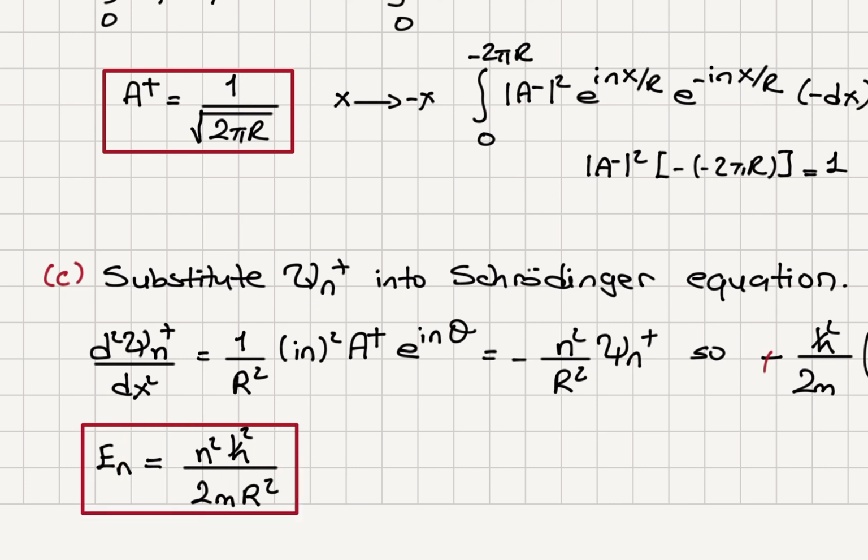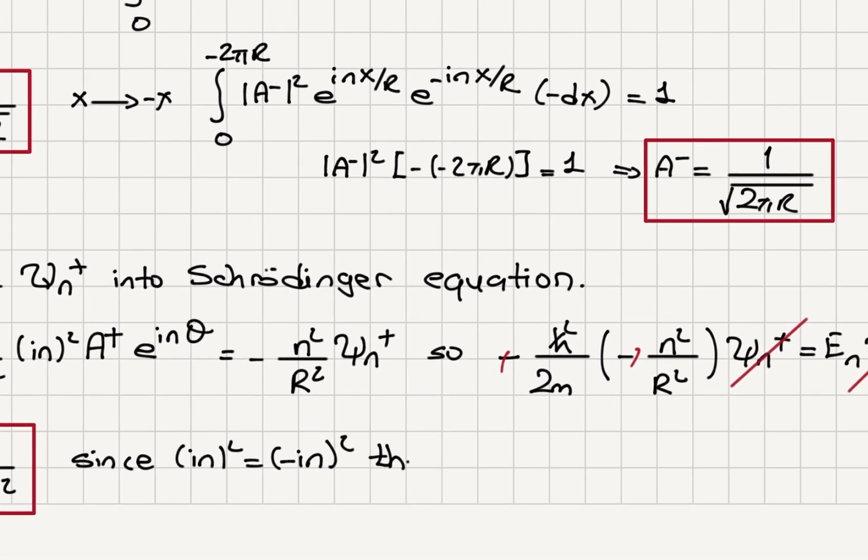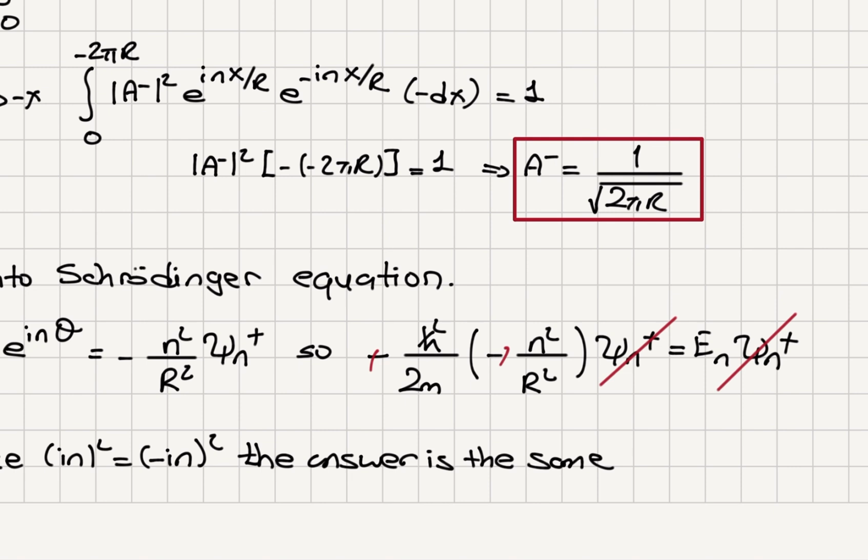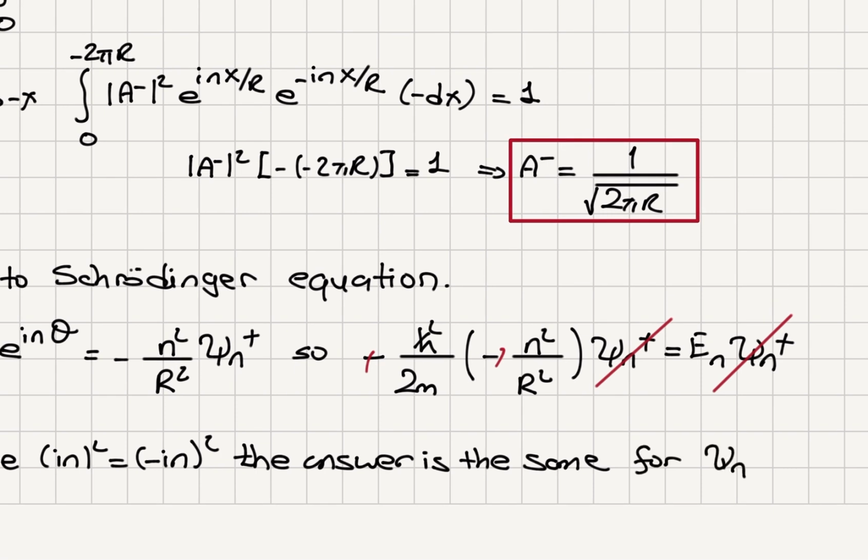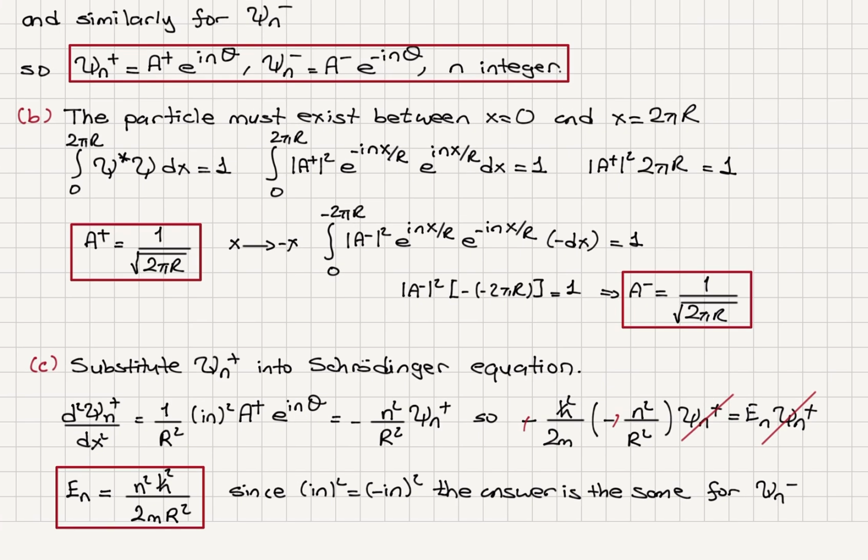Now if I were to use psi n minus, instead of I n square here, I would get minus (I n) square. And since I have (I n) square equal to minus (I n) square, the answer will be the same. The answer is the same for psi n plus and psi n minus. These are the energy levels corresponding to these two solutions.